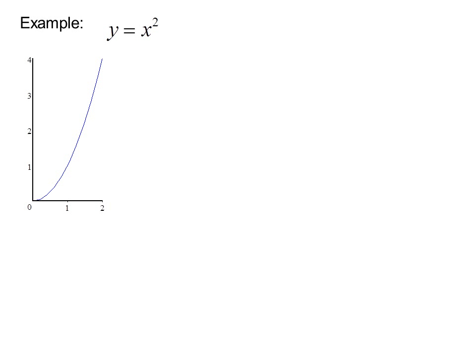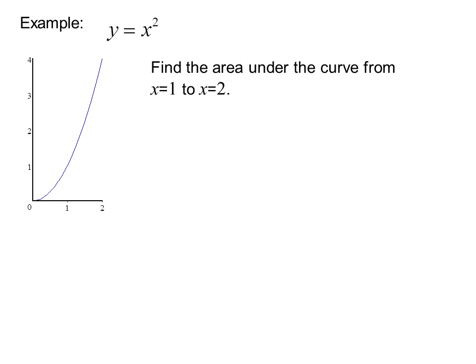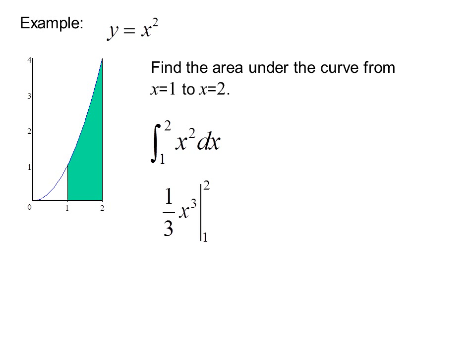Example: y equals x squared. Find the area under the curve from x equals 1 to x equals 2. So we're looking for the shaded area. We write the integral from 1 to 2 of x squared dx. We take the antiderivative and we get 1/3 x cubed, where x goes from 1 to 2.